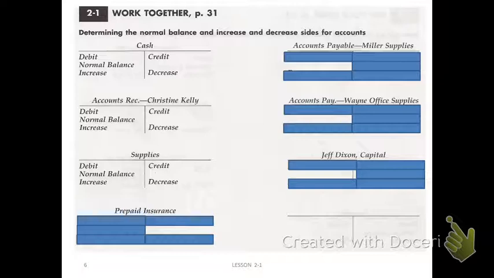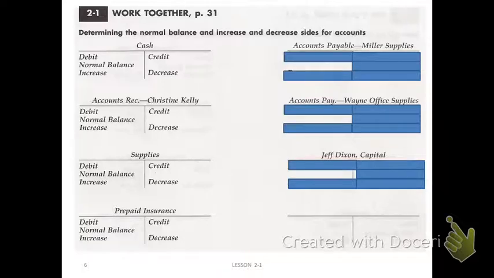Next, we have prepaid insurance. Once again, label your debit side, label your credit side. Also another asset, so therefore our normal balance side, which would be the debit side or increase side, and then the decrease side to prepaid insurance would be on the credit side. So if I paid cash for insurance, I would list that amount on the debit side because that's an increase.